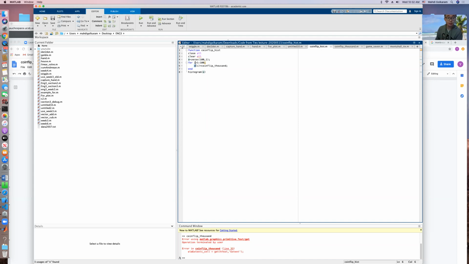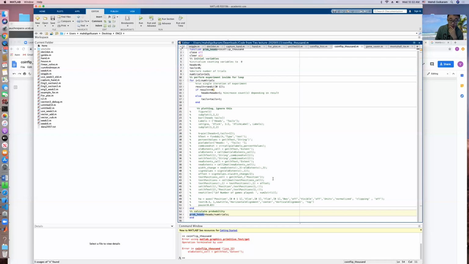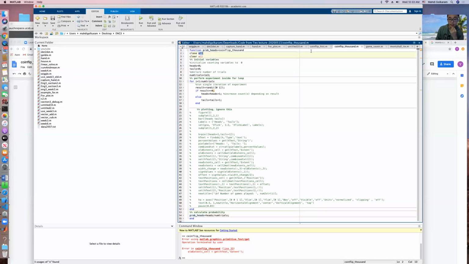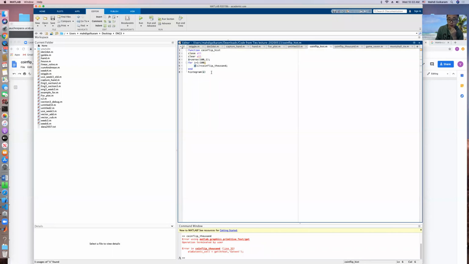Okay, let me explain this part. For this function, we first create a zero matrix. The size is 101. And then we call coinflip1000 100 times. If you still remember, this function flips the coin 1000 times, gets the probability of heads, and returns the probability of heads right here. So each of the elements in x is the result of one experiment using this function. Okay, let's run it.